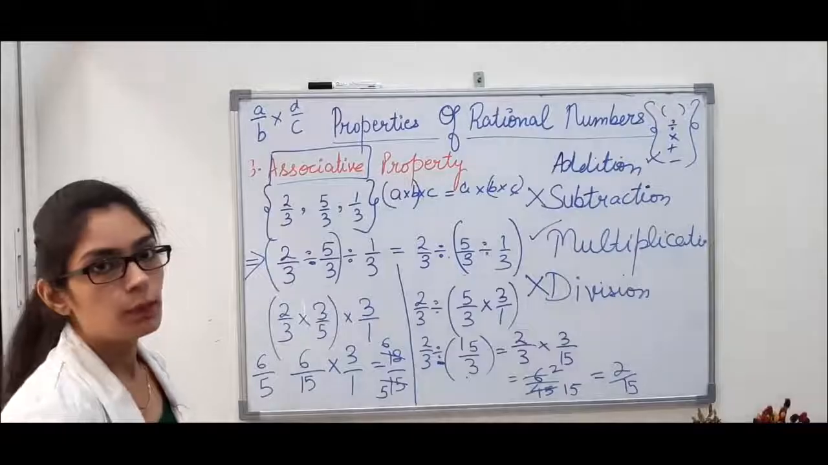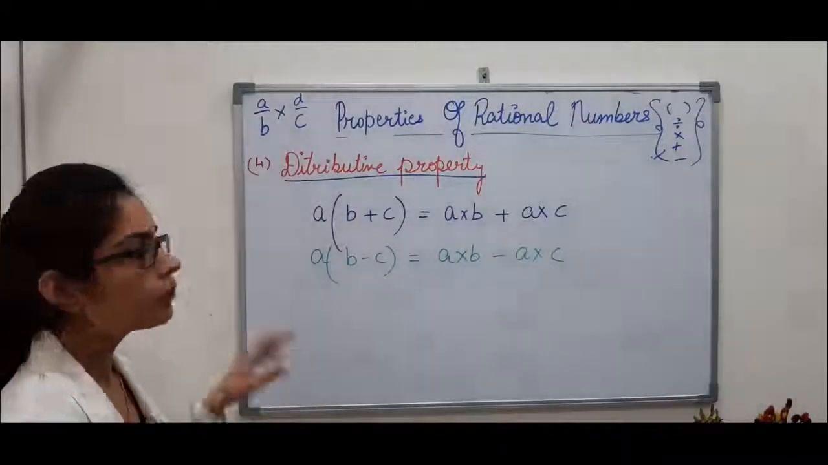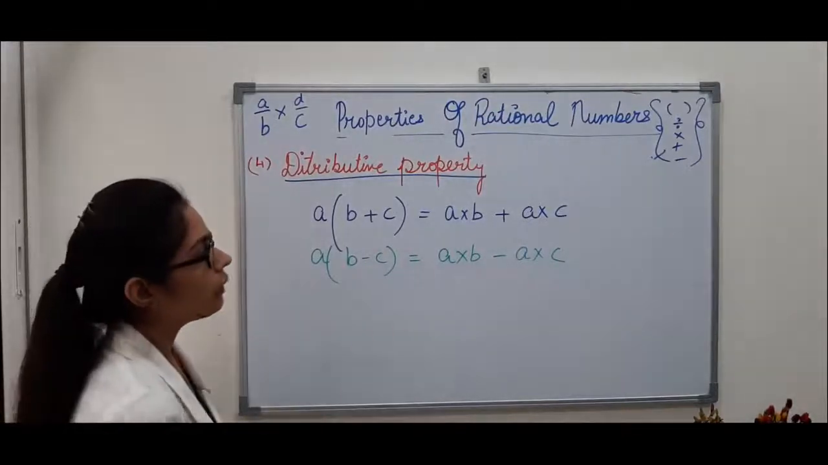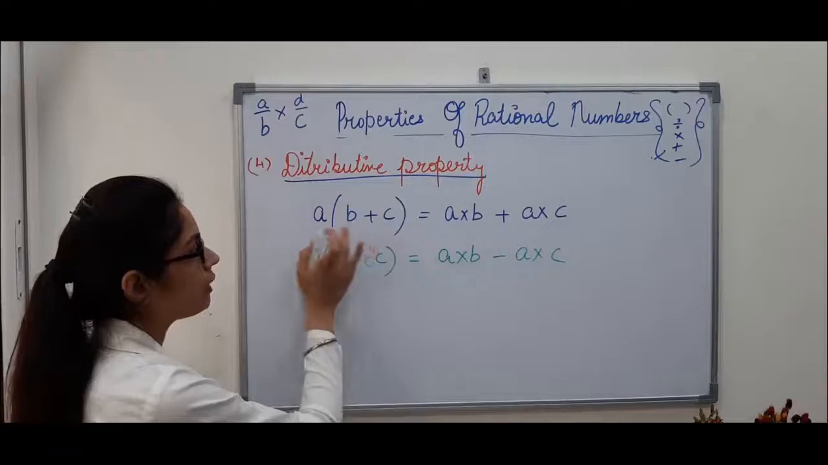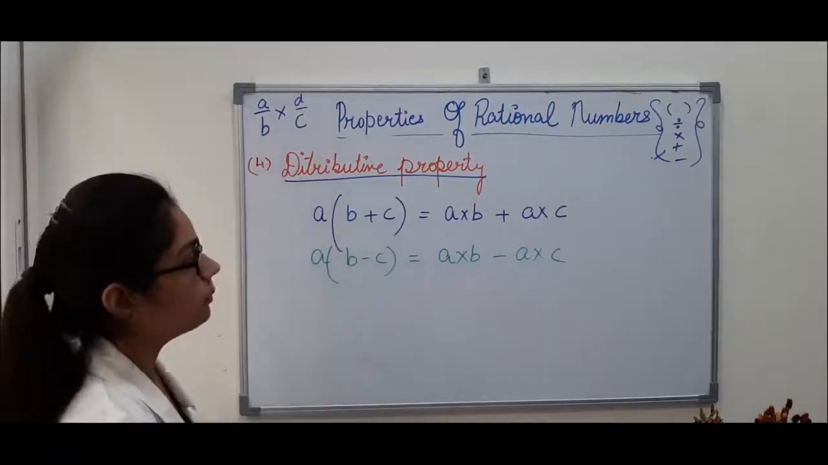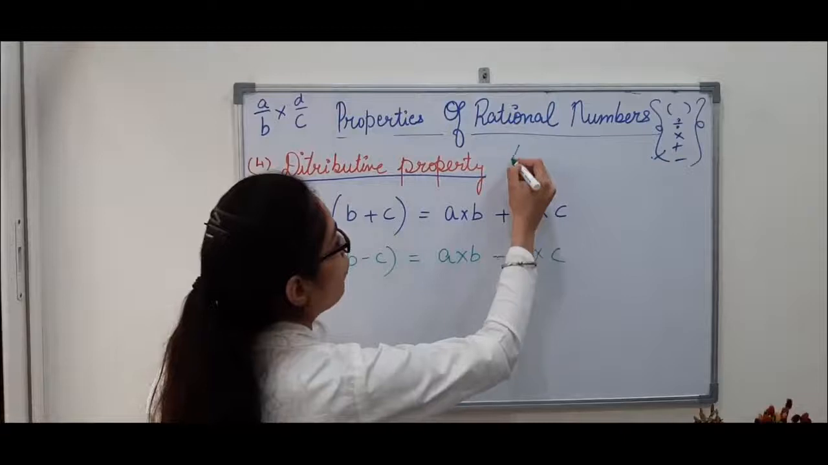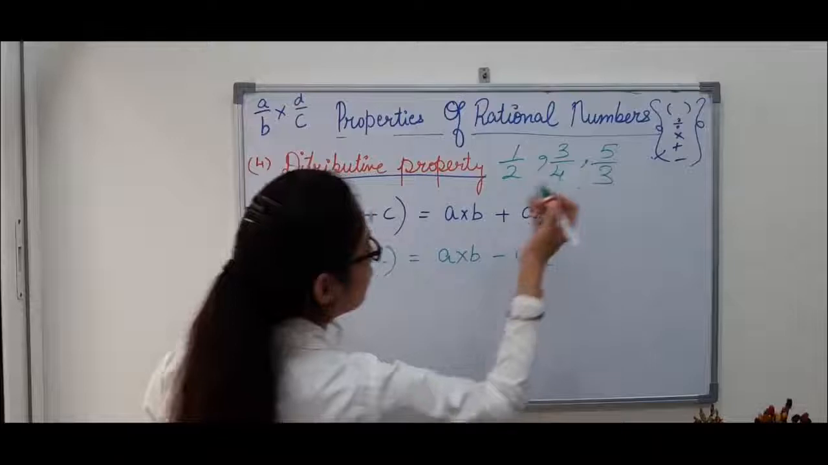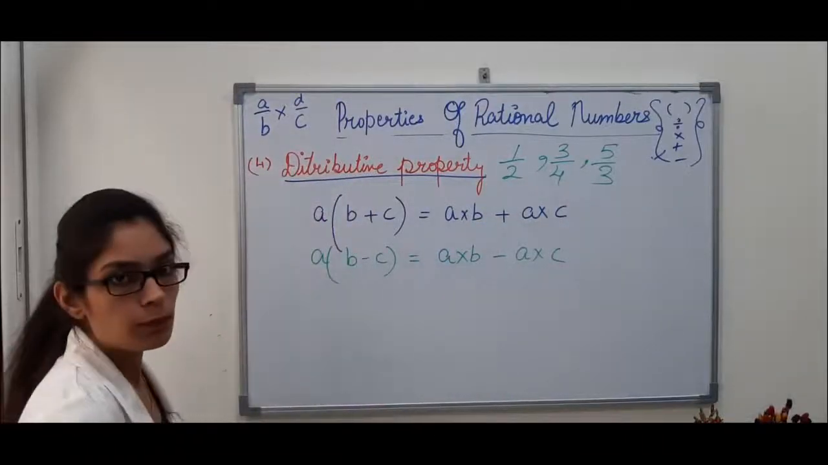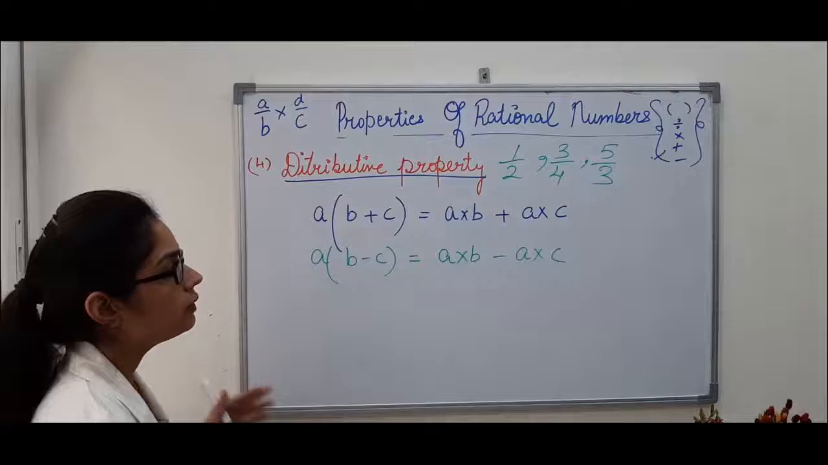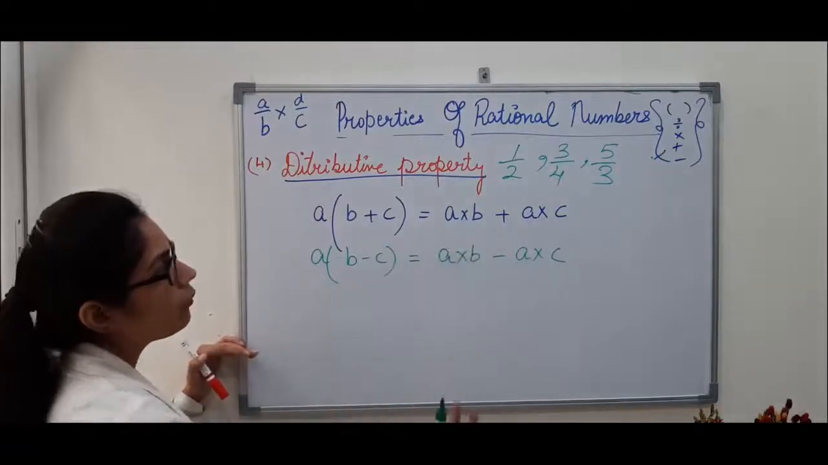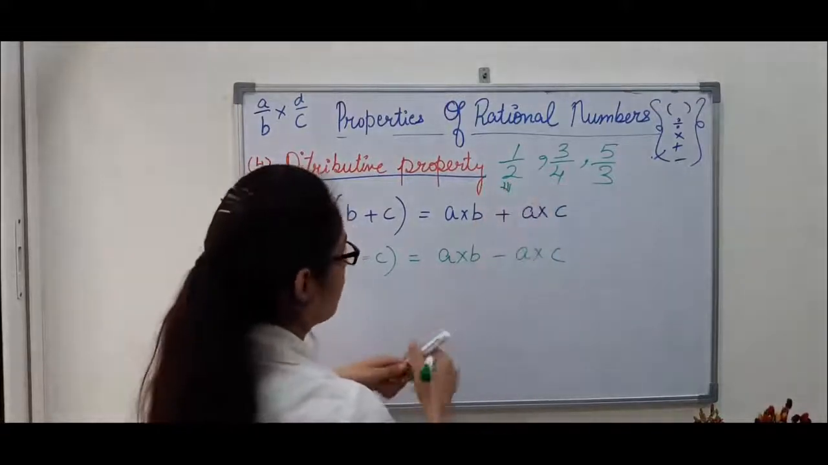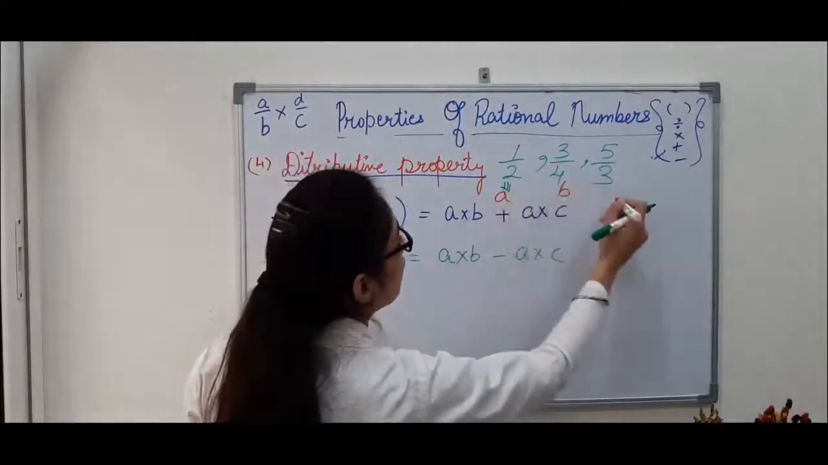Now let's learn the next property. The next property is distributive property. So the standard form to write distributive property is this. If I have three rational numbers, again I will assume any rational numbers like 1 by 2, 3 by 4, 5 by 3. These are the three rational numbers. In distributive property also we have three rational numbers. So I can write these numbers as, I will consider this is my A, this is B and this is C.